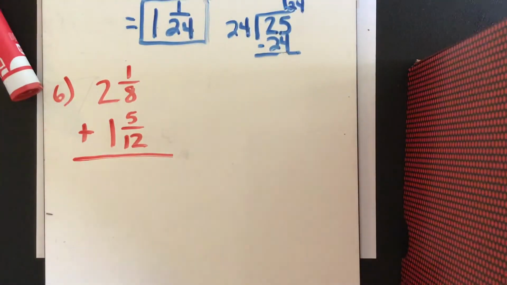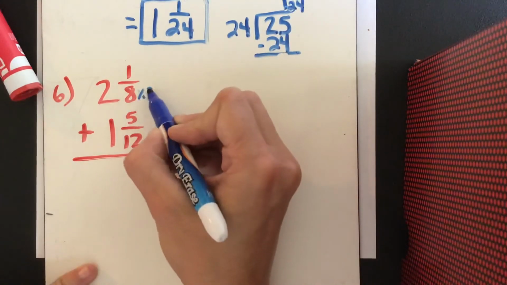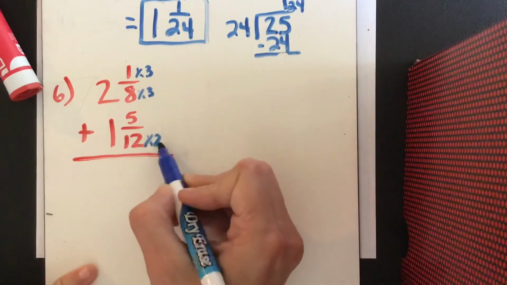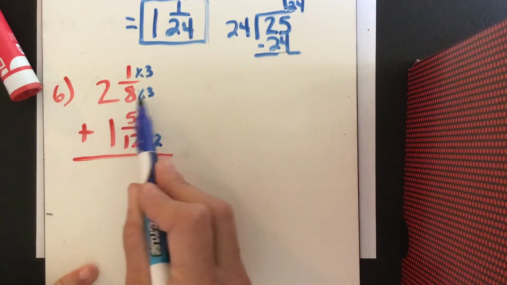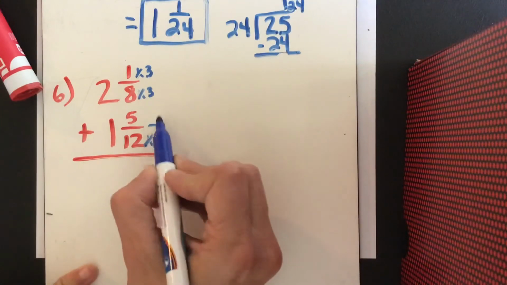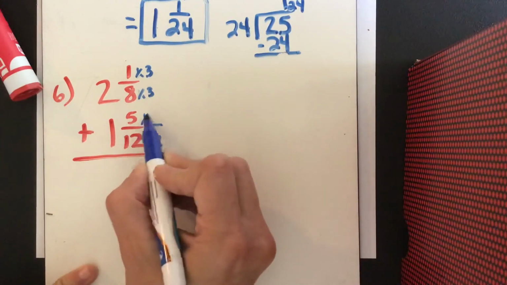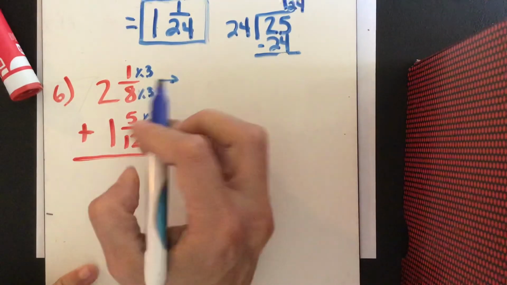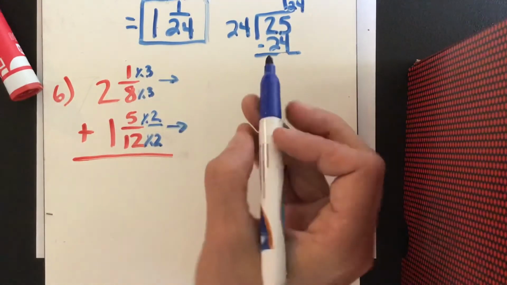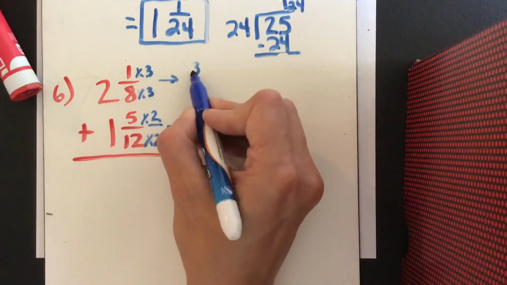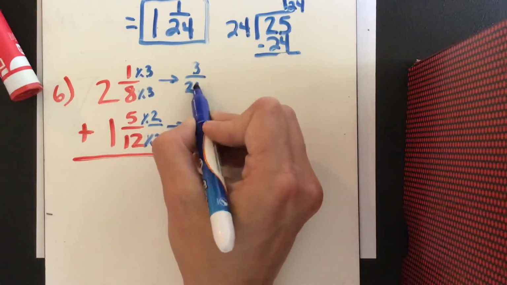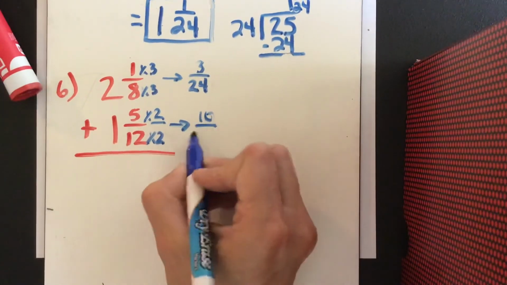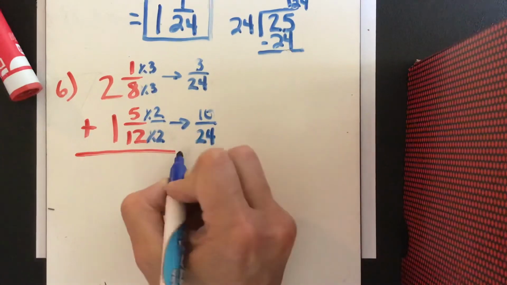Okay, that means I'm multiplying the 8 times 3, which means I multiply the numerator times 3. The 12 is going to be times 2 because remember, it's what we're trying to get our denominator to equal, 24. And so I have to multiply this times 2. Again, we're not concerned with our whole number yet. We're just dealing with the fractions. 1 times 3 is 3. 8 times 3 is 24. 5 times 2 is 10. And 12 times 2 is 24.